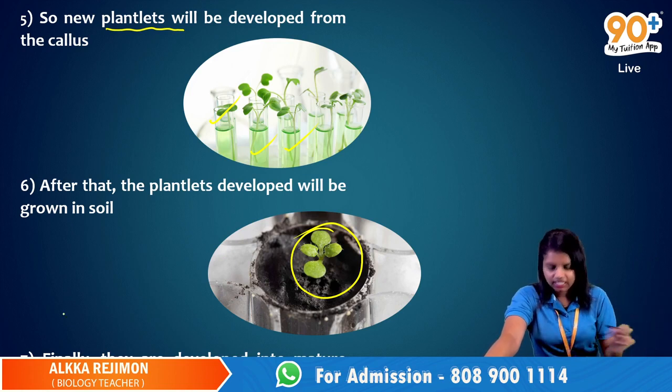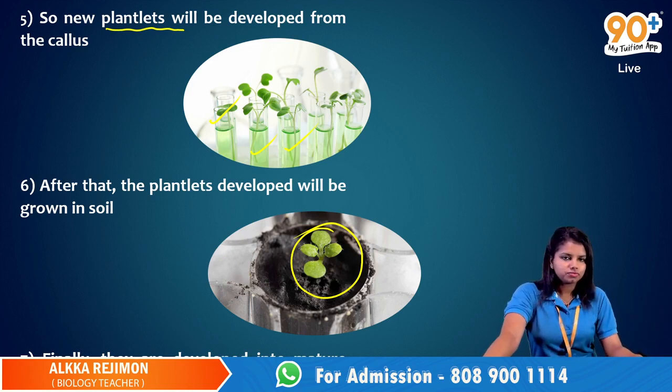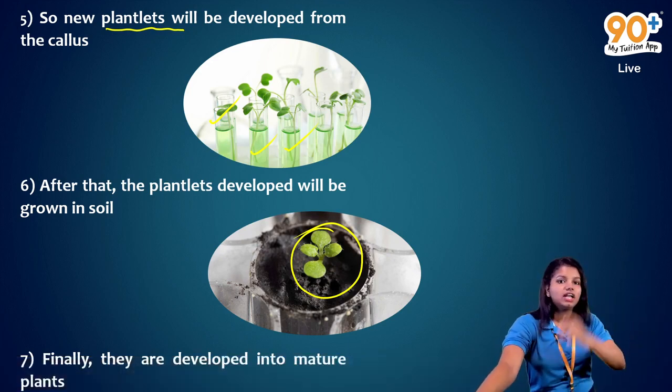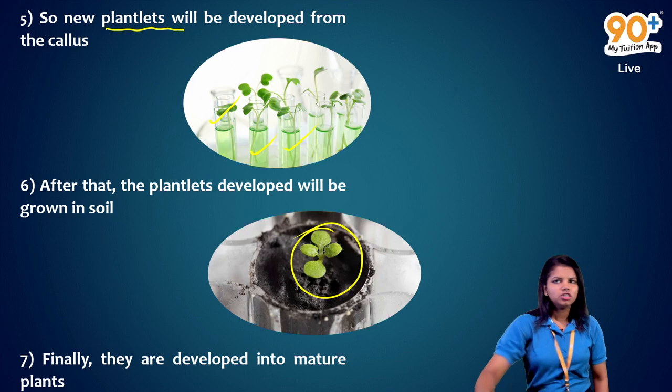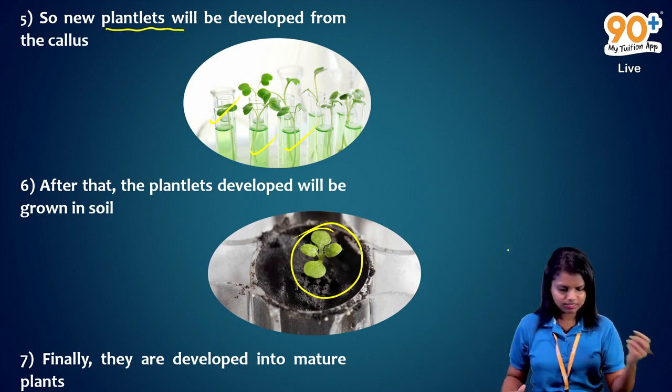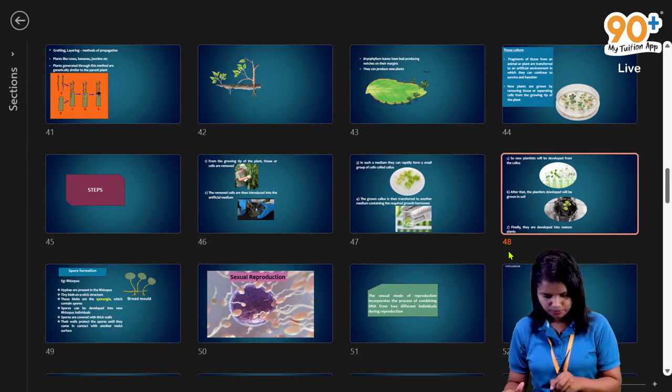And finally, after they are planted in the soil you can see that they are developed into mature plants. So these are basic steps of tissue culture. It's not rocket science. It's simply a concept that we can understand.